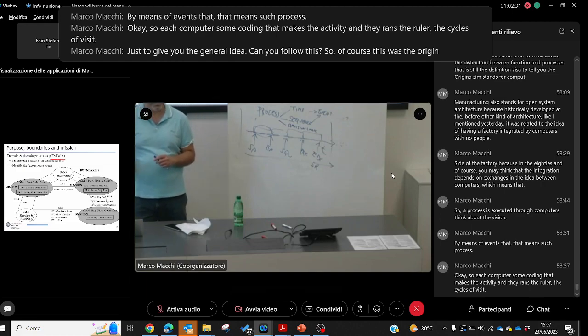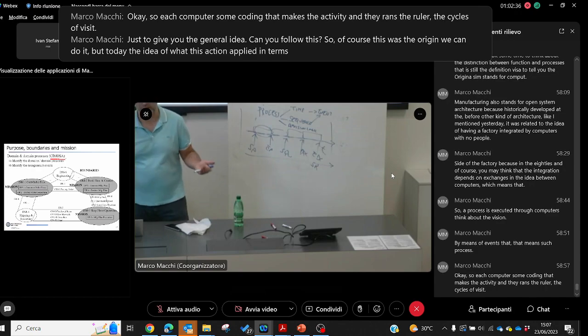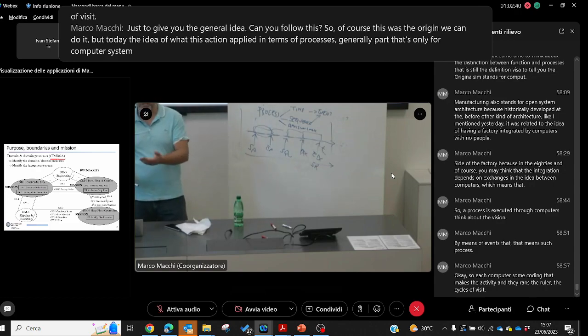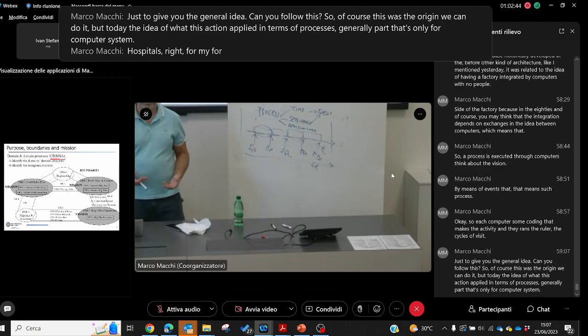So of course this was the origin. We can learn today the idea of discretization applied in terms of processes, generally, not only for computer systems. It's valid for hospitals, it's valid for manufacturing systems, it's valid for telecommunication networks, it's valid for maintenance activities.